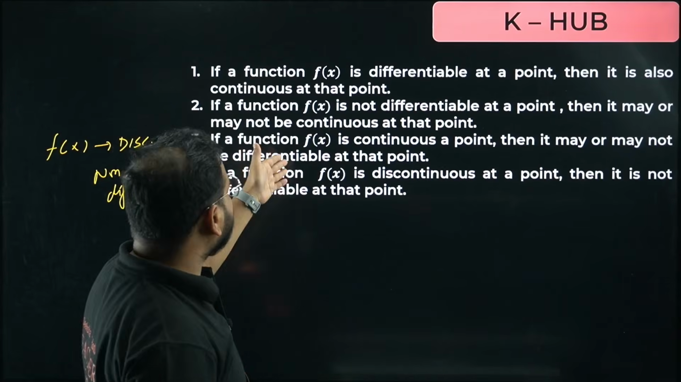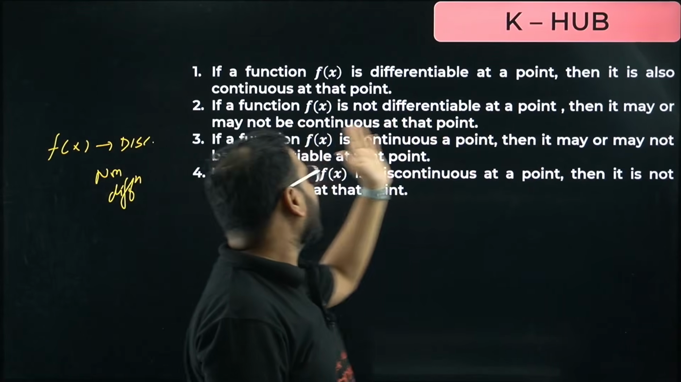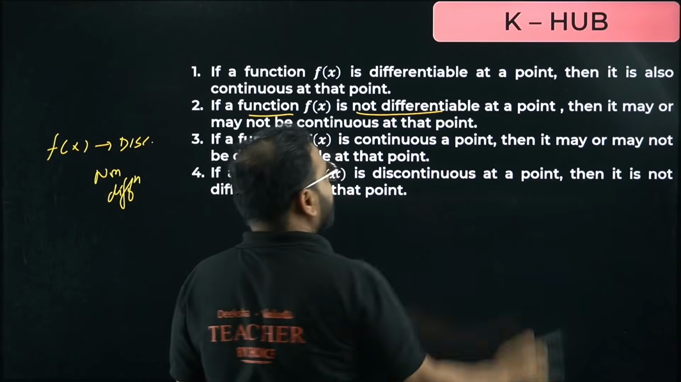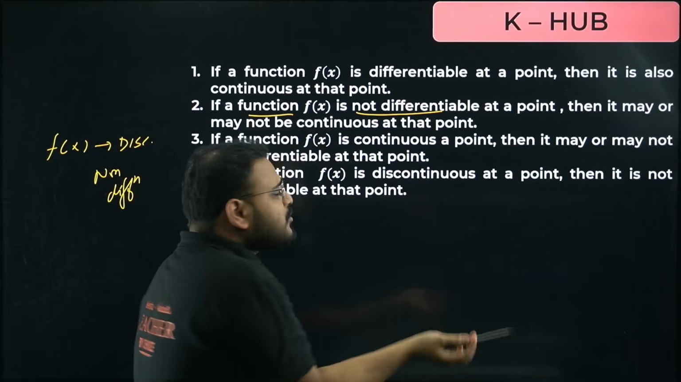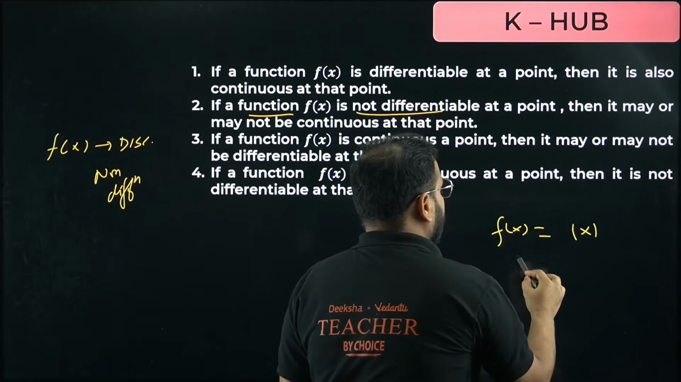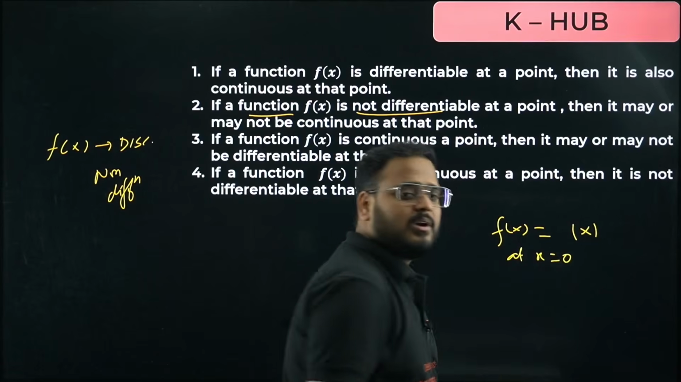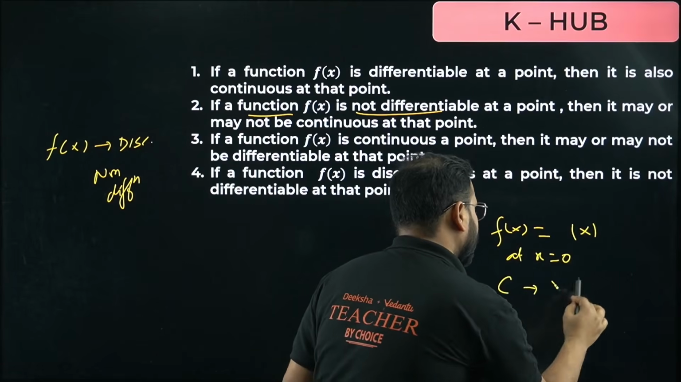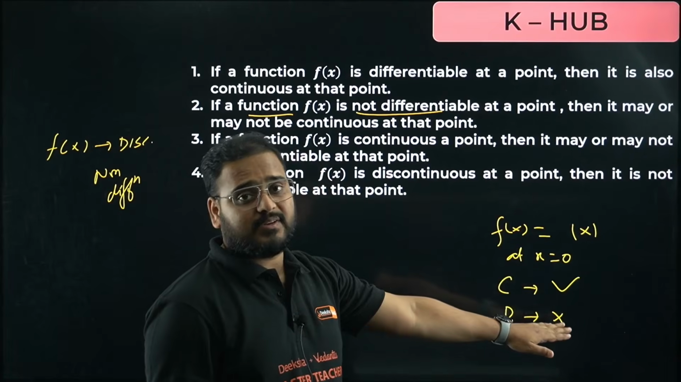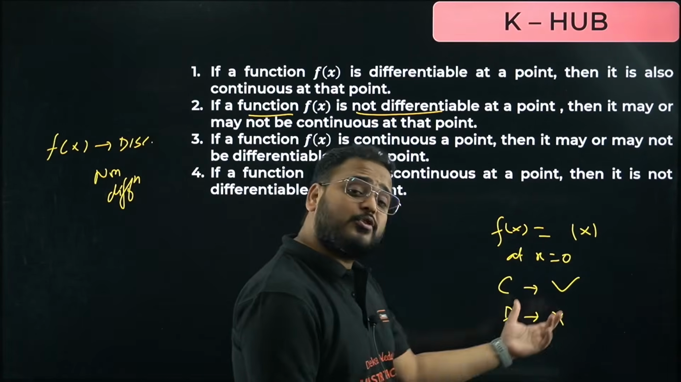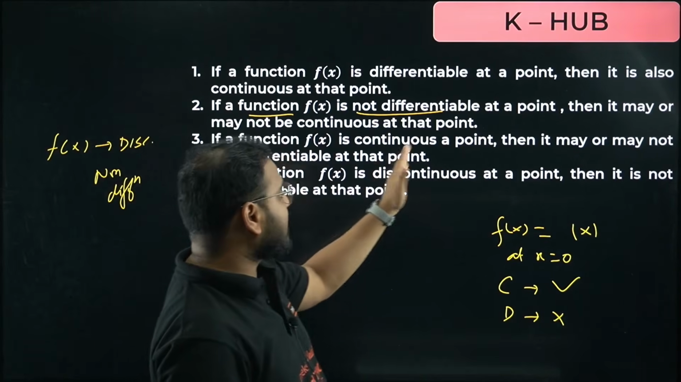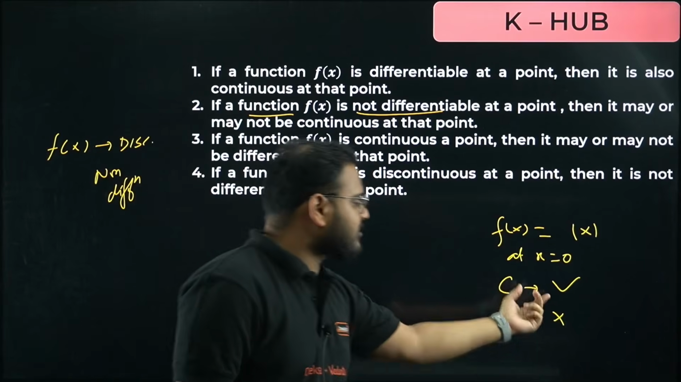Next point: if a function f(x) is not differentiable at a point, then it may or may not be continuous at that point. If a function is not differentiable, it can be continuous also. For example, f(x) equals mod of x at x equals 0. Continuous? Yes. Differentiable? No. So a function is not differentiable, but it can be continuous as well. It can be discontinuous also, but it can be continuous as well. So option 2 is clear. Option 3: if a function f(x) is continuous at a point, then it may or may not be differentiable.